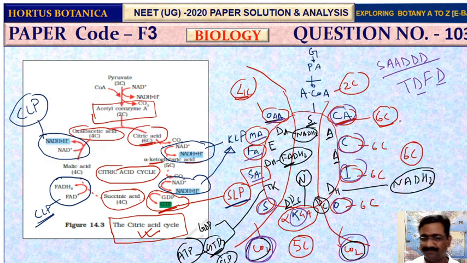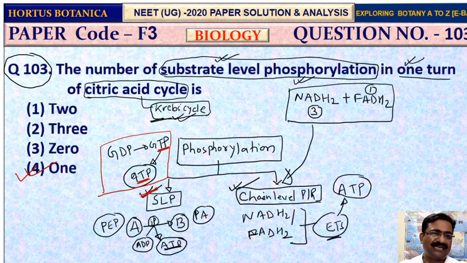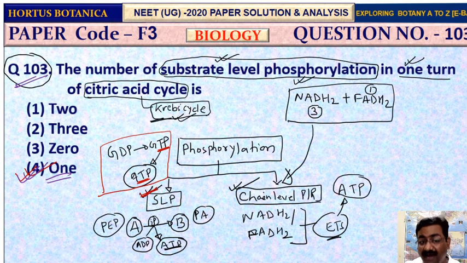So I think you are well versed with this Krebs cycle, and further if you get any question associated with the Krebs cycle, I think you will solve it very well. So finally I conclude the answer to question number 103 is what? 4 ones. So in the citric acid cycle, Krebs cycle, the number of substrate level phosphorylations in one turn is 1. Okay, so thank you.